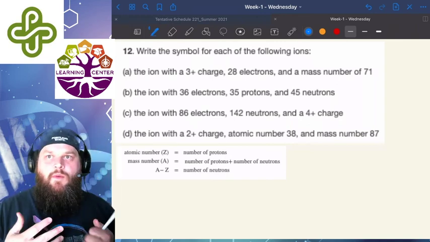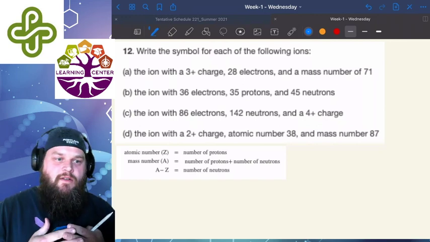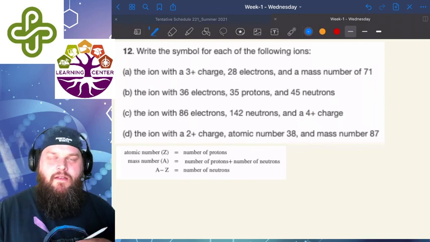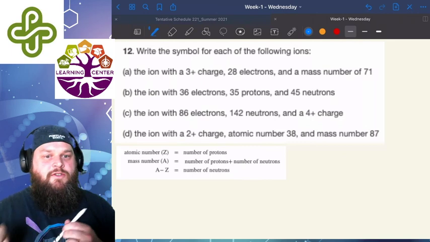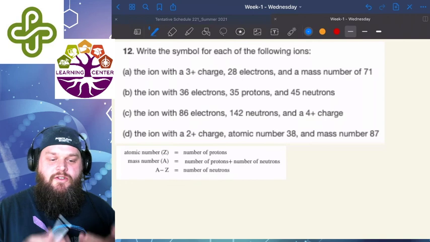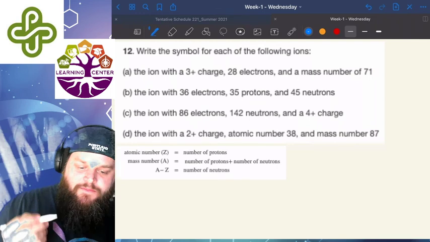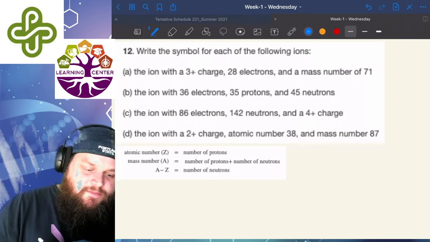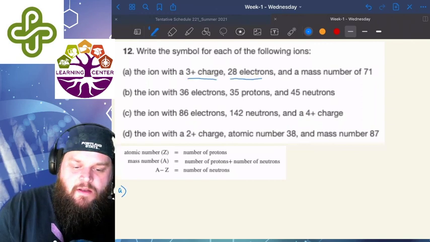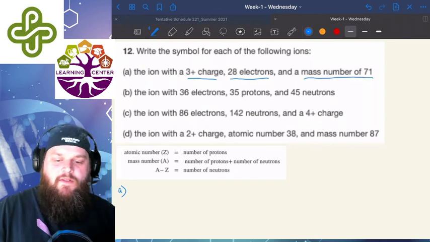And anytime you have a neutral atom, the number of protons and the number of electrons is going to be equal to each other. So if you have a charge, basically you either have extra electrons or you're missing electrons. So we can use that to our advantage, using the charge and the number of electrons to find our atomic number. So for part A, they're telling us the charge is +3. There are 28 electrons floating around in there, and we have a mass number of 71.